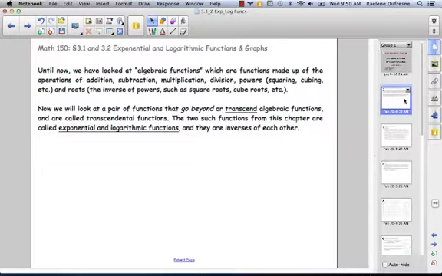Today we are going to look at a pair of inverse functions called exponential and logarithmic functions, and these functions go beyond or transcend algebraic functions. The reason that they go beyond algebraic functions is because they are not simply made up of a finite number of operations of adding, subtracting, multiplying, dividing, etc. And as such, these functions are called transcendental functions. There are other functions that we will study in Chapter 4 called trigonometric and their inverses called inverse trigonometric functions that are also transcendental functions. So let's take a look at these inverse pairs of exponential and logarithmic functions.